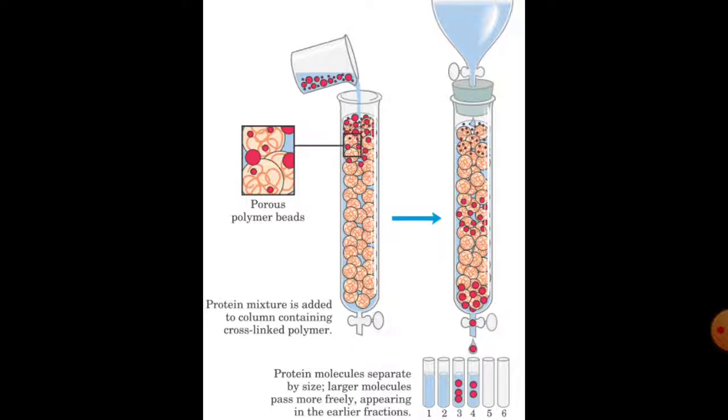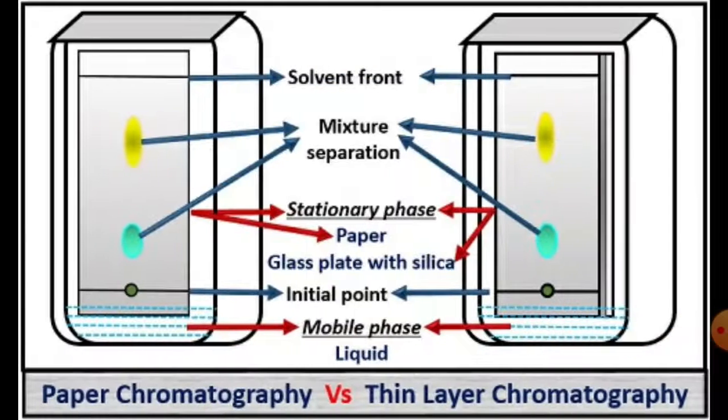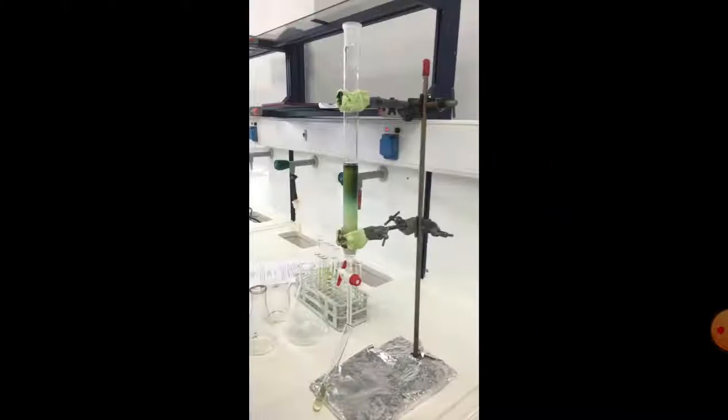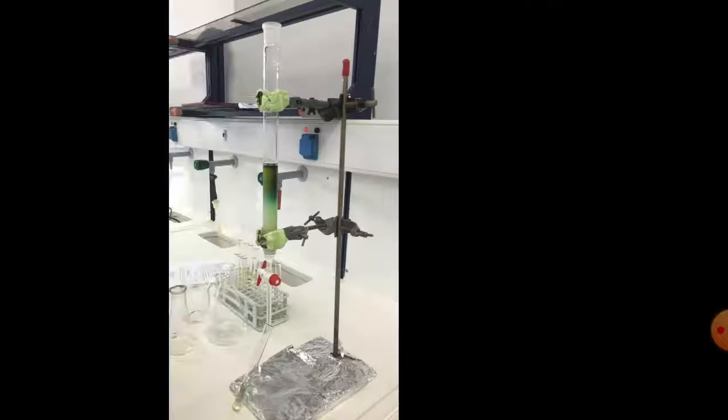Another important thing, column chromatography requires more separation time than size exclusion chromatography. It requires small time. So that is the difference between column chromatography and size exclusion chromatography that you need to know.